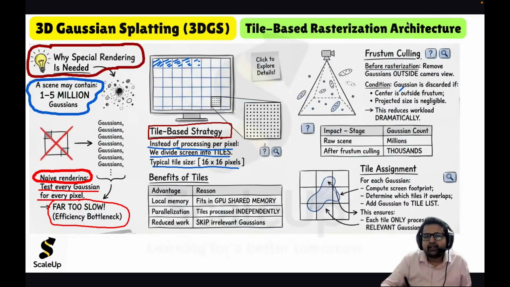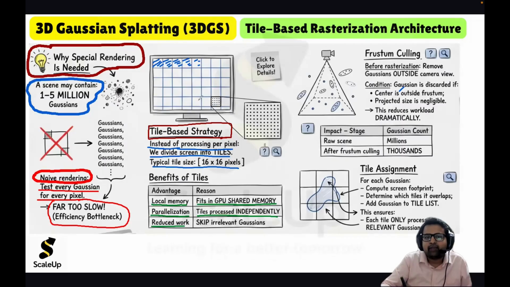Now the advantage I get with this method is local memory, because these tiles I can process in local memory. No special memory is needed, because the GPU shares memory very easily. Because there are only 256 pixels, I can process these tiles using local memory. Parallelization is very important, because all these tiles I can render in parallel. Tiles are processed independently, and that makes it very fast and reduces work.